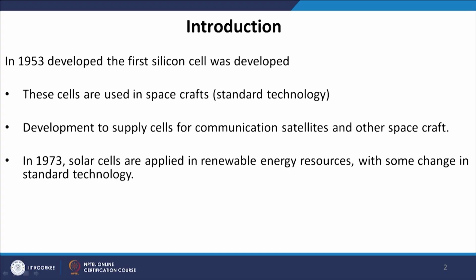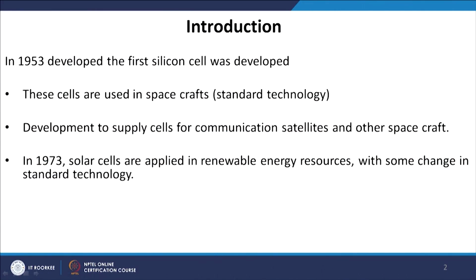It is worthwhile to mention that the first silicon solar cell was developed in 1953. These solar cells were used in spacecraft, which is a very standard technology of solar photovoltaics. Over time, this technology led to supplying cells for communication satellites and other spacecraft, which was one of the important applications of these solar cells. In 1973, solar cells were applied in renewable energy resources with some changes in standard technology.